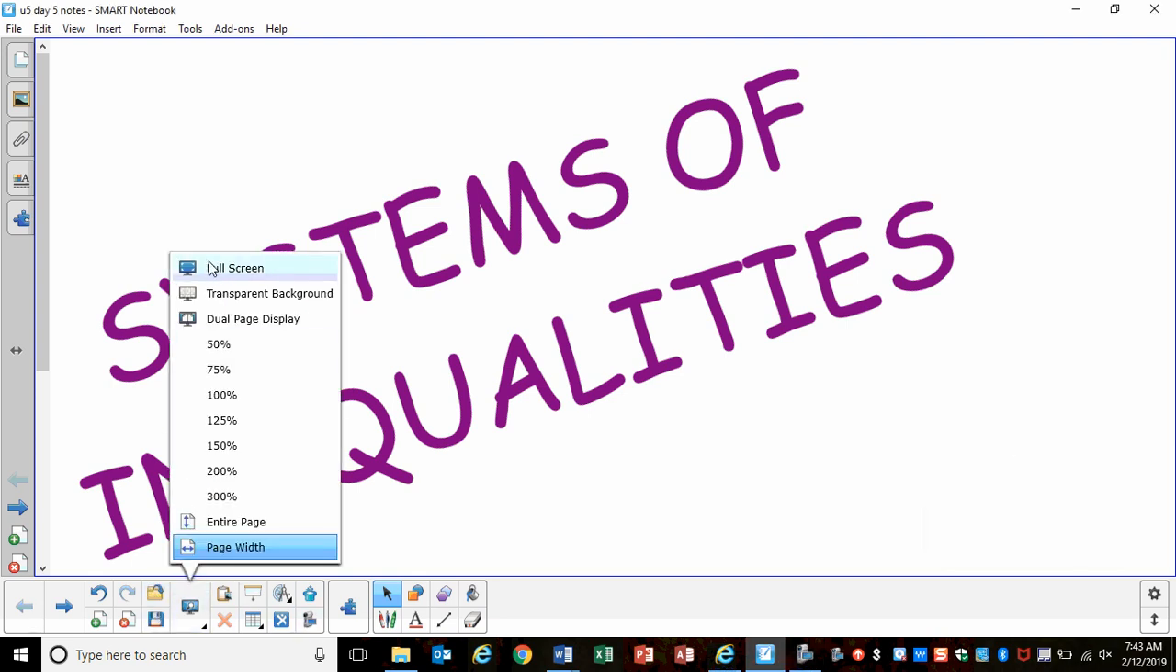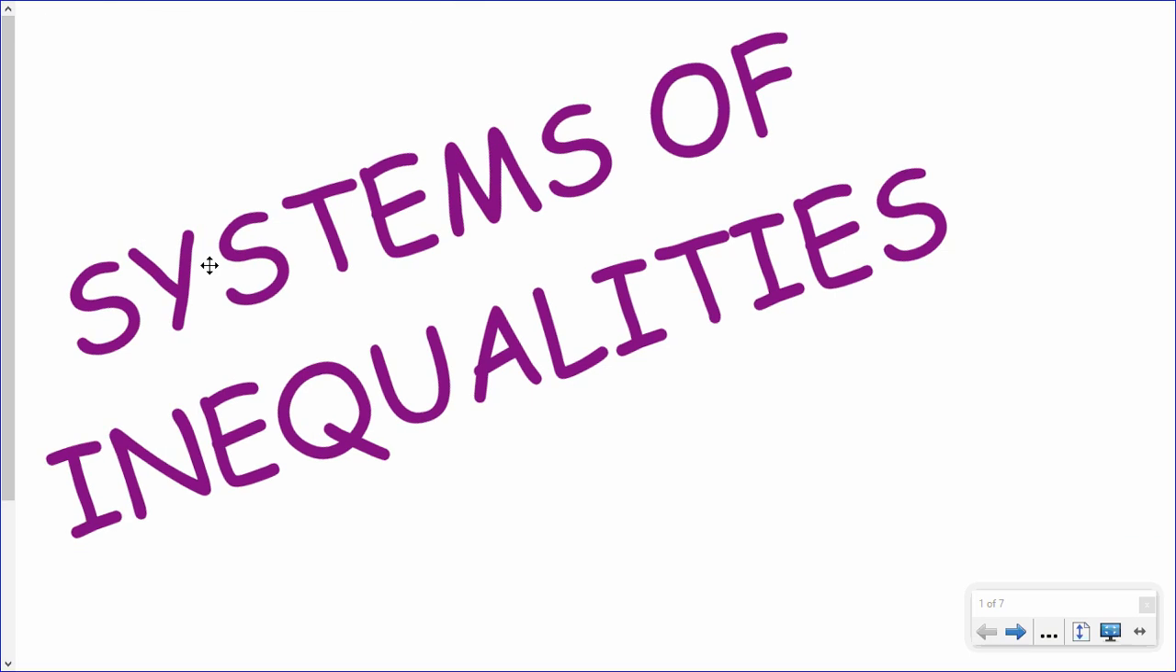Today we're doing systems of inequalities. Very similar to systems of equations, very similar to graphing inequalities. It's kind of just the combo of both. So let's go ahead and get started.